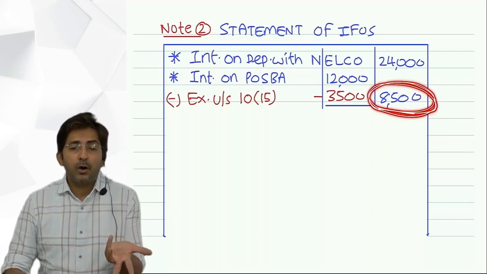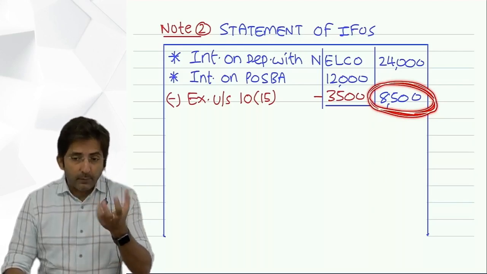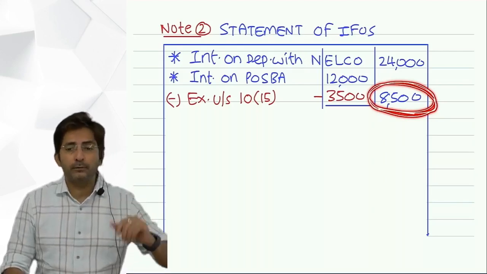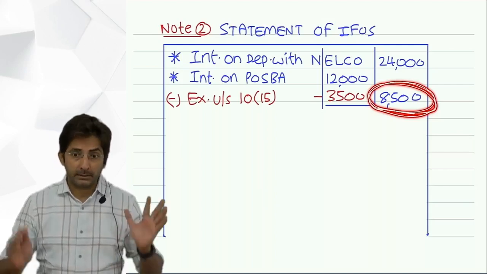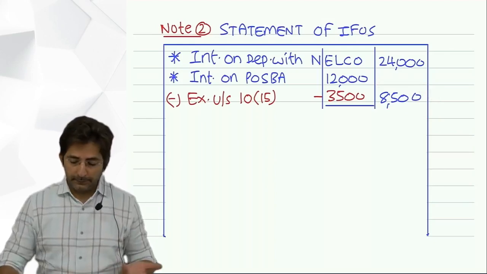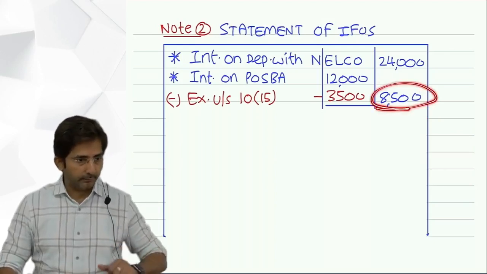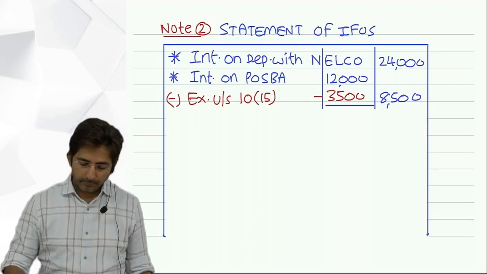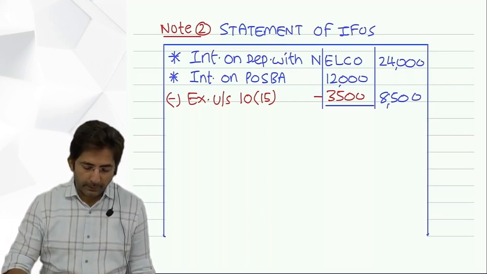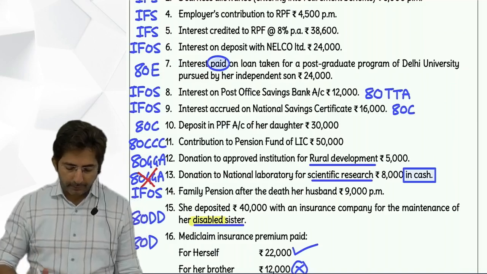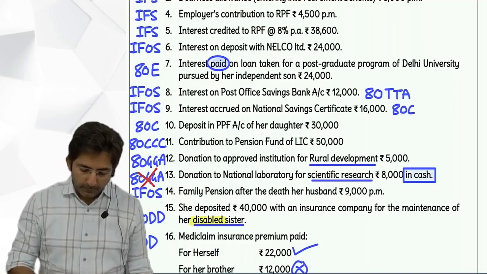80TTA is for what? Savings account interest, whether bank or post office, and this is savings account only. But in 80TTA the maximum is 10,000. If it is less, then you will take less only. But that will come later. I am just talking right now. It will not have the effect now, it will have the effect later. Then income from others, so this is done.